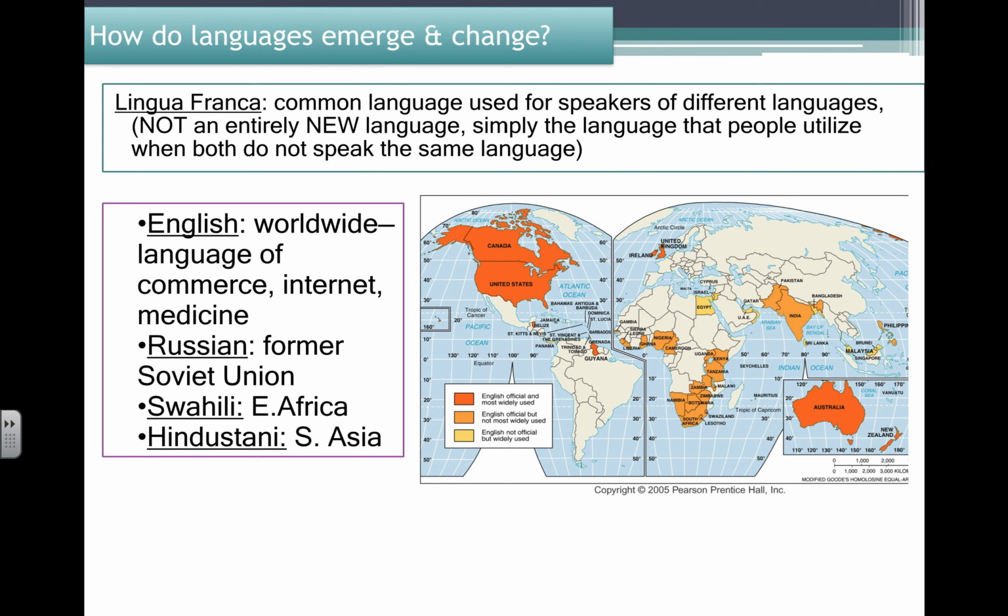These are important. Now, this map is deceiving. I need to make this clear. This here says, on the map on the right, that English is the official language of the United States. That's incorrect. We do not have an official language in the United States. It is the most widely used language. It's our standard language, but it's not an official language.